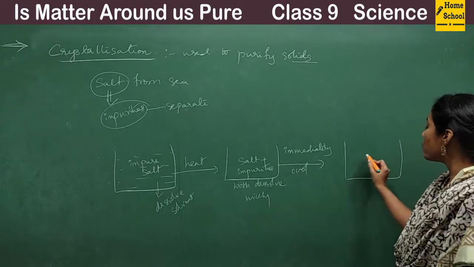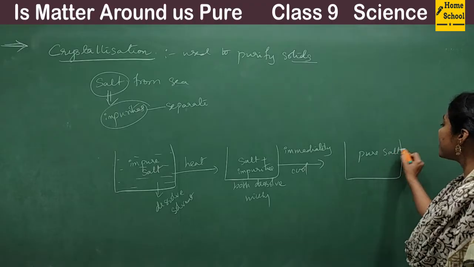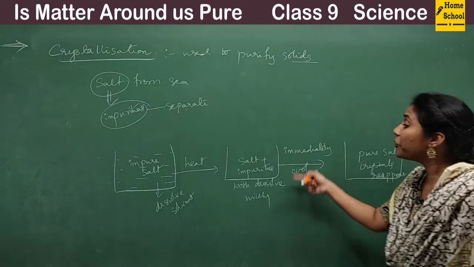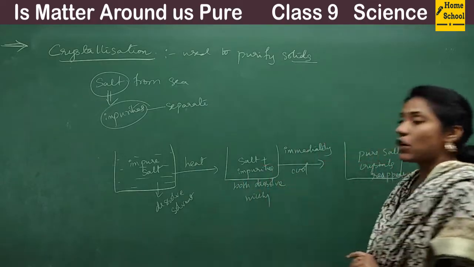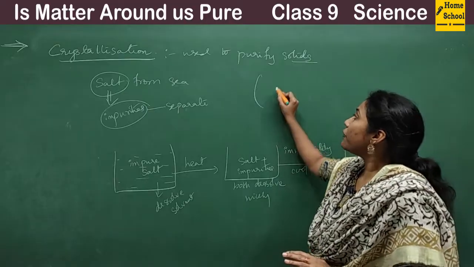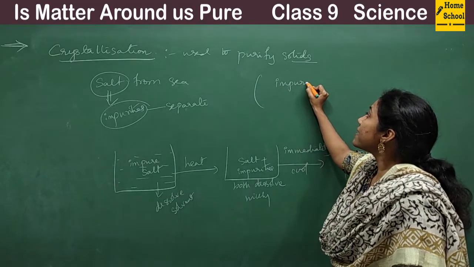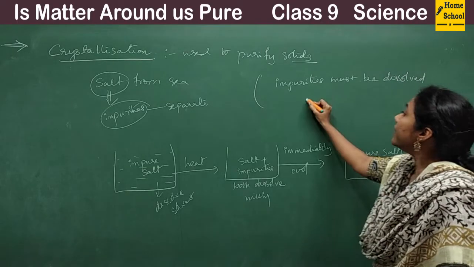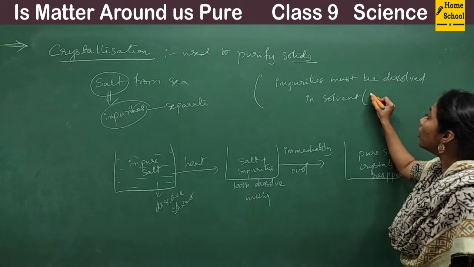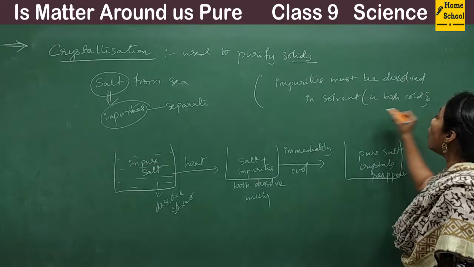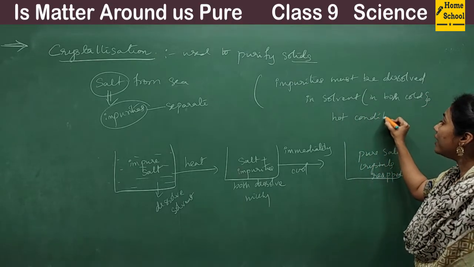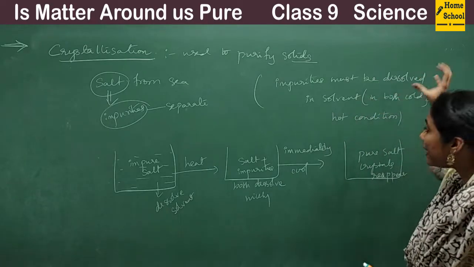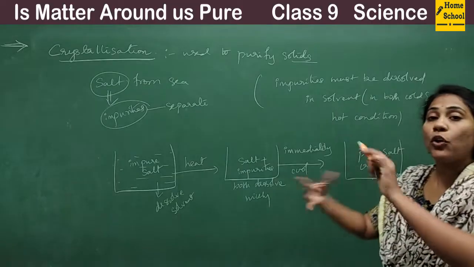So when you cool this, pure salt crystals reappear. And what about the impurities? Impurities are in dissolved form inside the solvent. So what is the principle that we follow here? The principle is that impurities must be dissolved in the solvent in both cold and hot conditions. You have to select a solvent in such a way that the impurities stay in solvent in both cold and hot conditions.